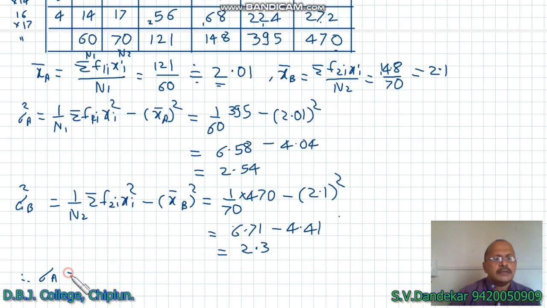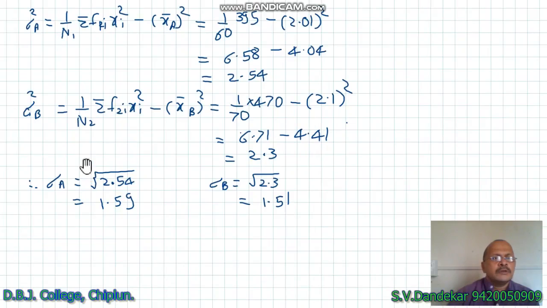sigma A is equal to square root of 2.54. It is equal to 1.59, and sigma B is equal to square root of 2.3. It is 1.51 approximately.